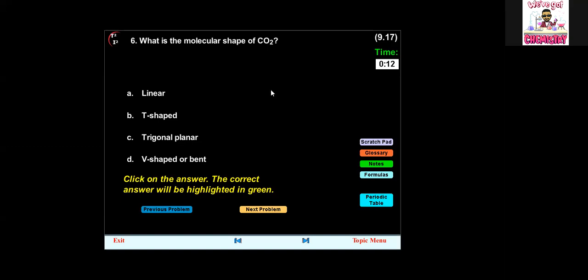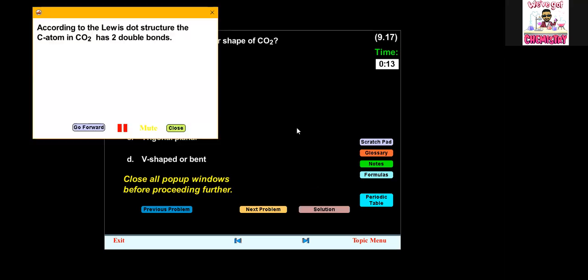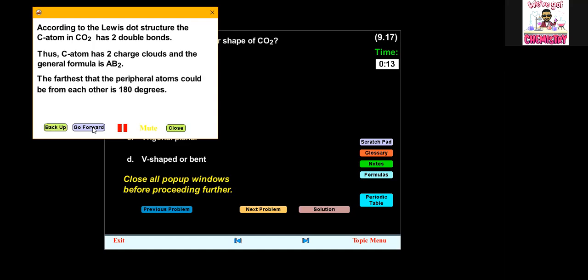What is the molecular shape of CO2? That's linear. According to the Lewis dot structure, the carbon atom in CO2 has 2 double bonds. Thus, the carbon atom has two charge clouds and the general formula is AB2. The farthest that the peripheral atoms could be from each other is 180 degrees. Hence, the molecular geometry of CO2 is linear.